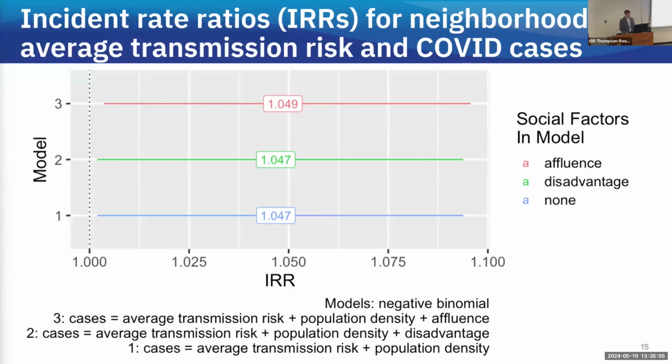What you can see from this is that in Wisconsin census tracts, a 1 point increase in average transmission risk is associated with a 4.7% increase in COVID cases, adjusting for population density. That's based on the blue line. For the green, you see the exact same thing, a 4.7% increase in COVID cases, also adjusting for disadvantage. And for affluence, you see a 4.9% increase for a 1 point increase in the average transmission score, adjusting for both population density and affluence.